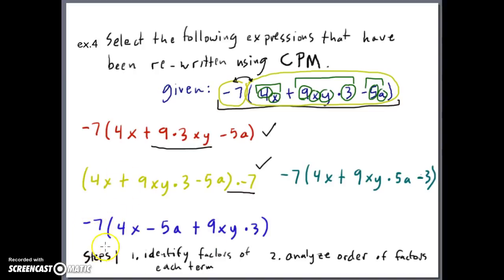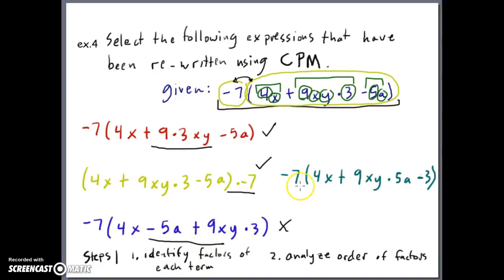Now we've got negative 7 times 4x minus 5a plus, so we've got some change right here, plus 9xy times 3. So you can see here this third term was commuted in front of the second term. They've commuted something that was being added or subtracted. So this is not an example of the commutative property of multiplication because they commuted something that was being added. They changed the order of the terms, not the factors.